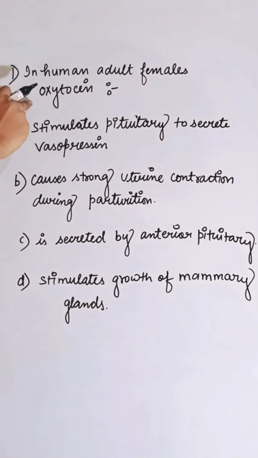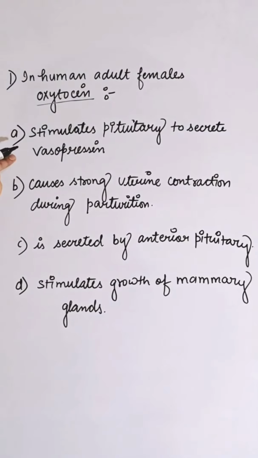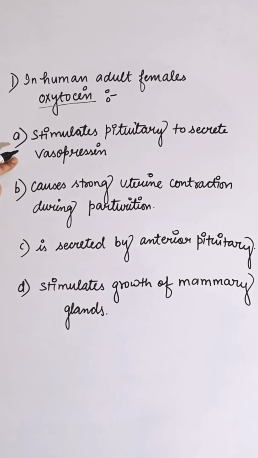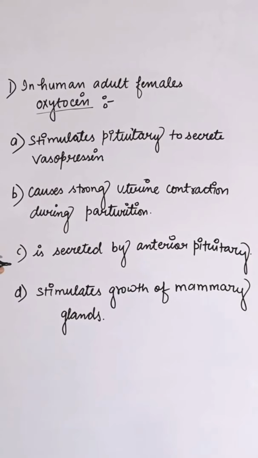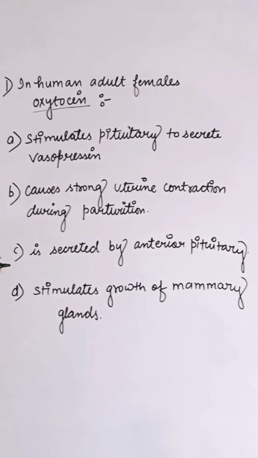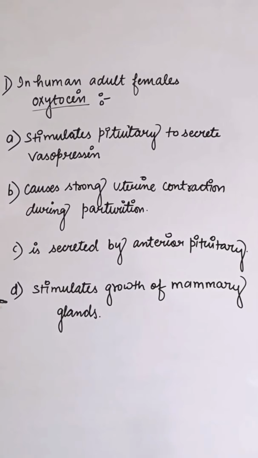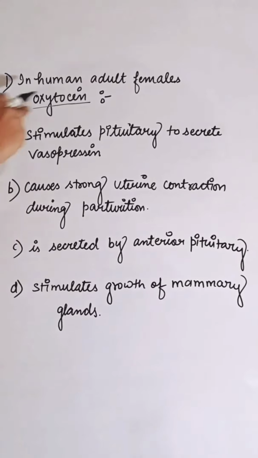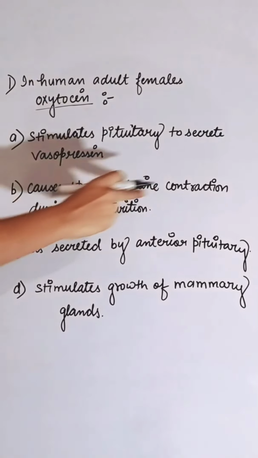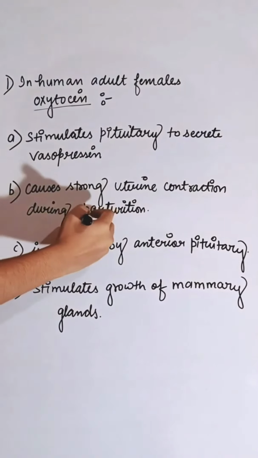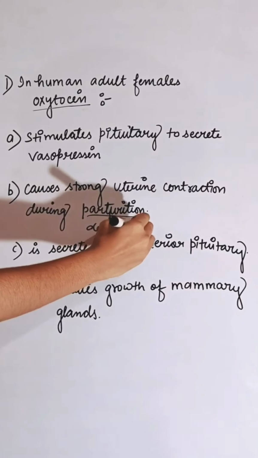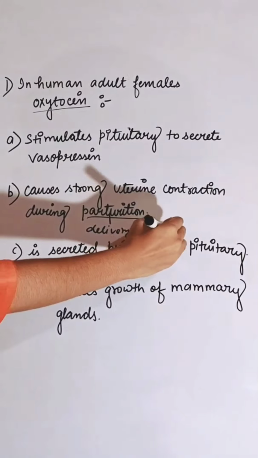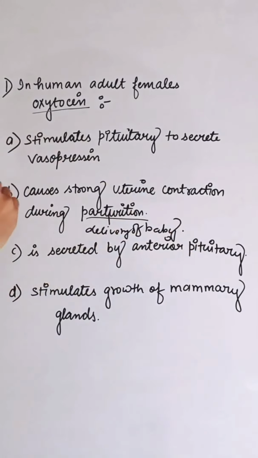In human adult female, oxytocin: first option stimulates pituitary to secrete vasopressin, second causes strong uterine contraction during parturition, third is secreted by anterior pituitary, fourth stimulates growth of mammary gland. Oxytocin hormone causes strong uterine contraction during parturition. Parturition means delivery of baby. So the correct answer is B.